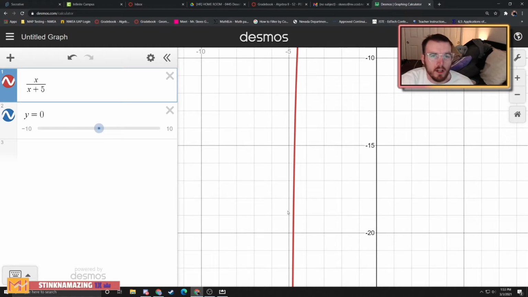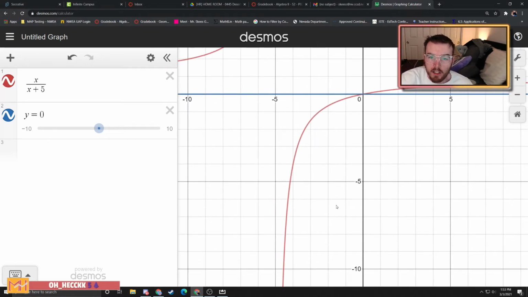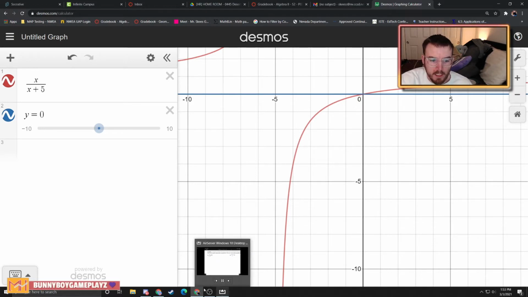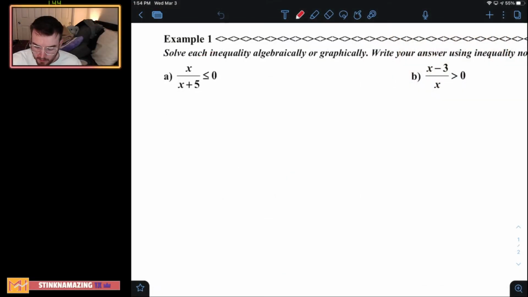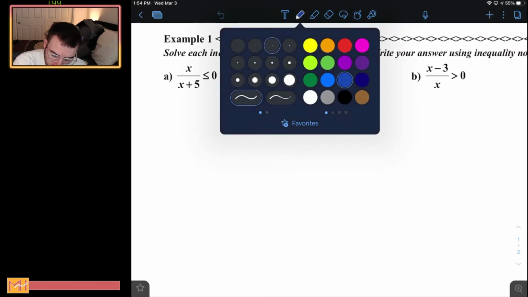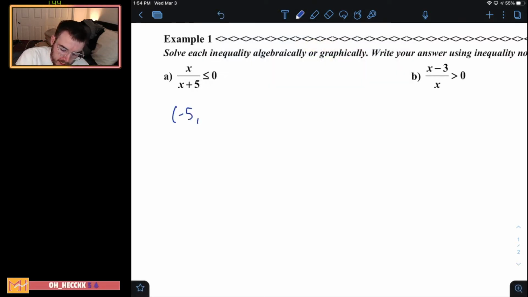So our answers are not just x equals a number. Our answer is a set of numbers. So where is our graph less than 0? Let me switch back so I can write it properly for you. It is less than 0 between -5 and 0. It's equal to 0 at 0, so we use a bracket to include.